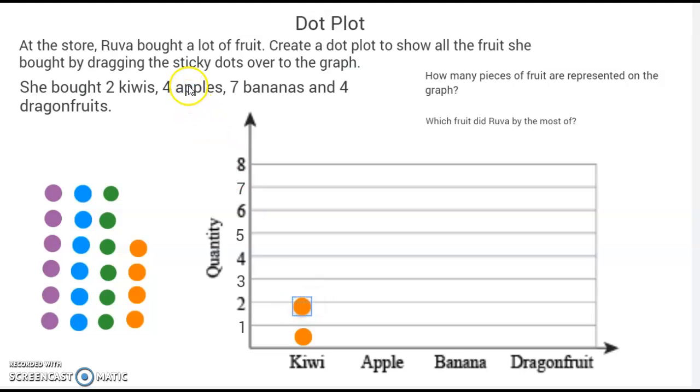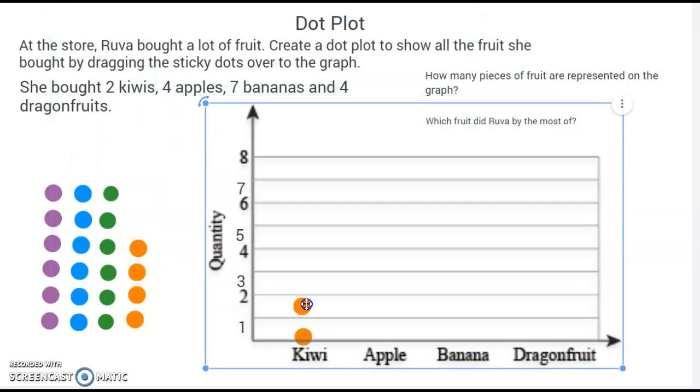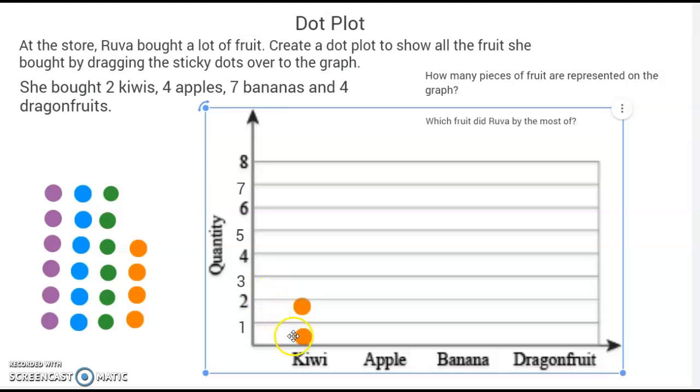It says she bought 4 apples. So I would drag the dots above. That was not meant to happen. I would drag the dots above the apple.